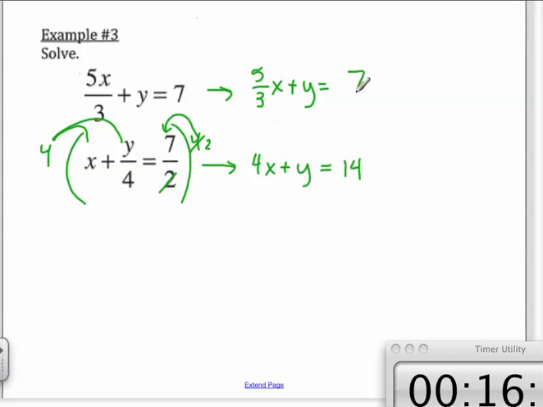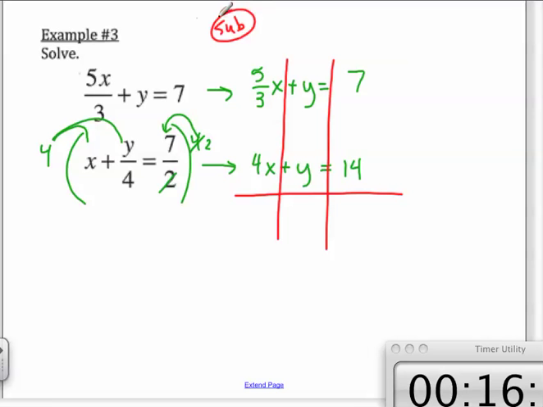Now, let's see. What can I do right now to go ahead and eliminate one of the variables? Eric? Well, the y's match. The y's match, don't they? And do I need to add or subtract to get it to go away? Subtract. I need to subtract. Okay, and I'm going to write subtract above here.